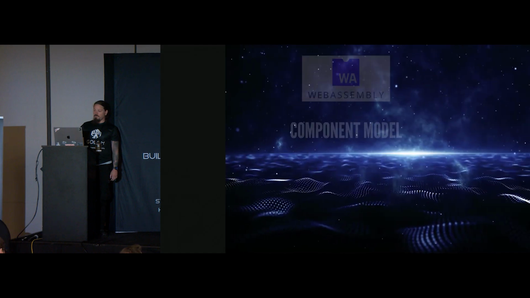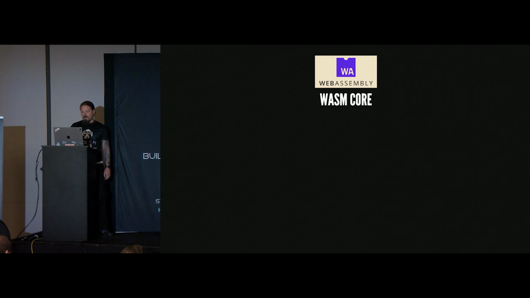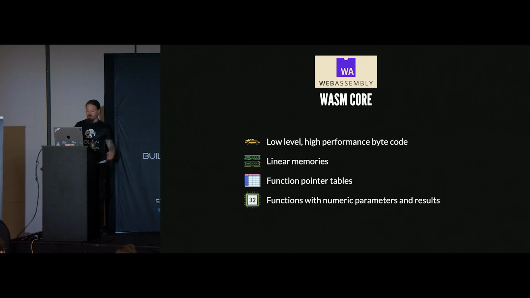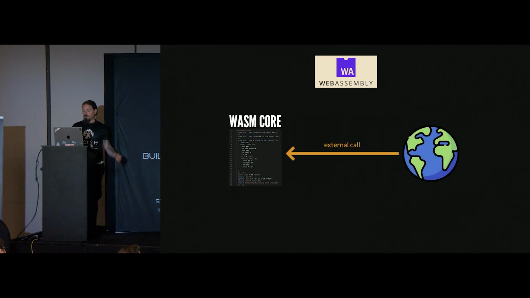So let's talk a little bit about WebAssembly as well. First, about the core WebAssembly standard. The core WebAssembly standard defines a low-level, high-performance bytecode with things like linear memories and function pointer tables and functions which are only taking numeric parameters and giving back numbers as results. So it's a quite low-level thing. This is an example of the textual representation of a WebAssembly module. It has function type definitions, and it has the actual code. And on the bottom, it has some exports. It exports the memory, and it has a named export of a function.